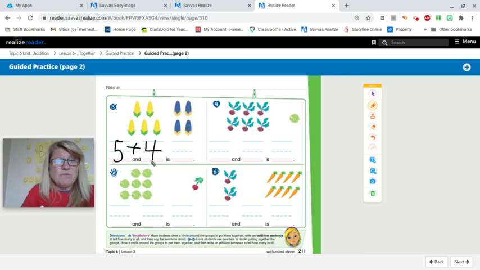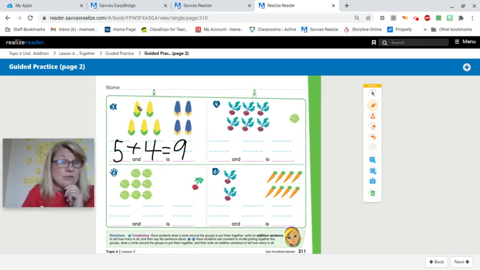And 5 plus 4 is, instead of "is," what would I say? I would say equals. 5 plus 4 equals, let's count how many there are all together. We could do the 5, 6, 7, 8, 9, and then we're going to write the number 9, but we're going to double check and make sure we did it correct. So let's count all of them.